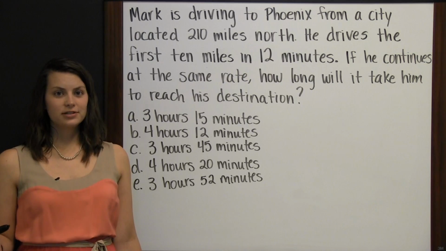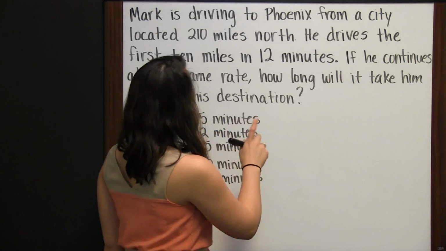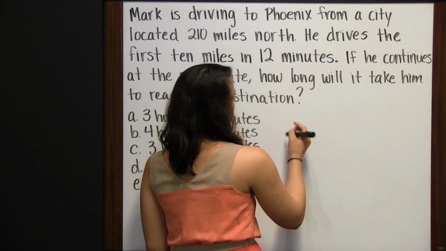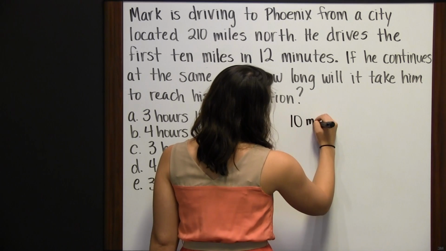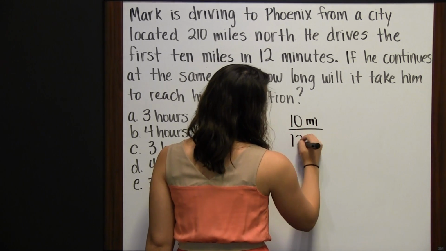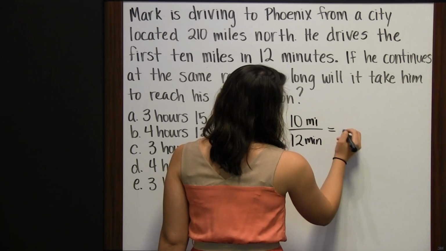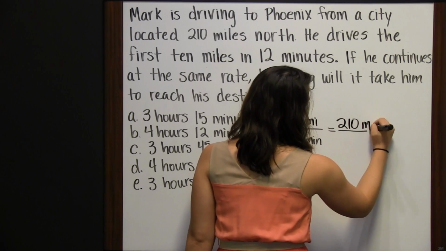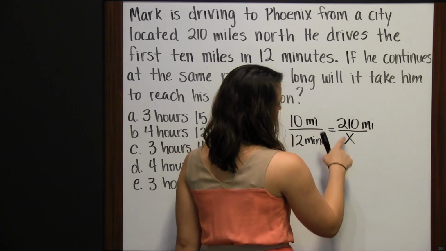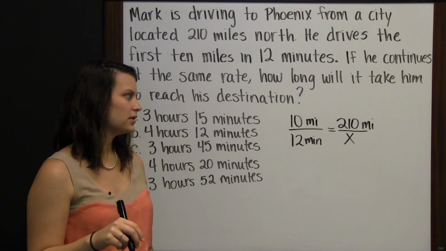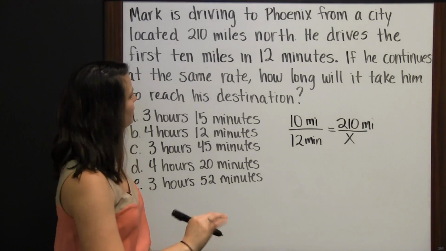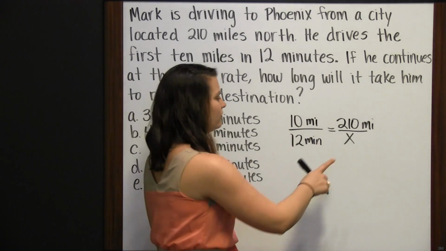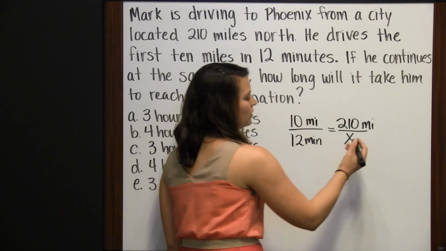We can use a proportion to solve this problem. We know that the first 10 miles took him 12 minutes, so that's one ratio. 10 miles took 12 minutes. What we want to know is how long it took him to drive the 210 miles. And since he continues at the same rate, we can use this proportion to solve and find how long it's going to take him in minutes.